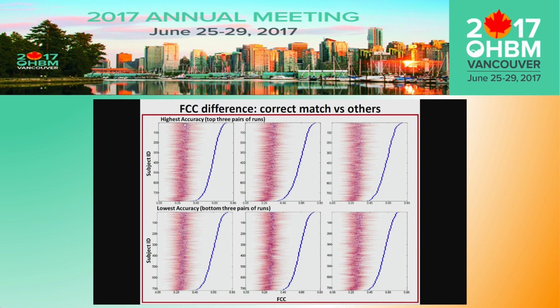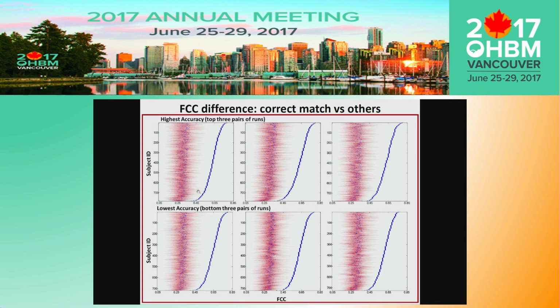And the mean of that histogram is also shown as a blue dot. So we looked at this for the highest performing runs as well as the lowest performing runs. And across all these 6 pairs of runs, we see that the FC correlation of the correct identification is several standard deviations away from the mean of the others, which means that we didn't nearly miss the next guy, but the identification was quite accurate, very far away from the rest of the subjects, for most of the subjects.